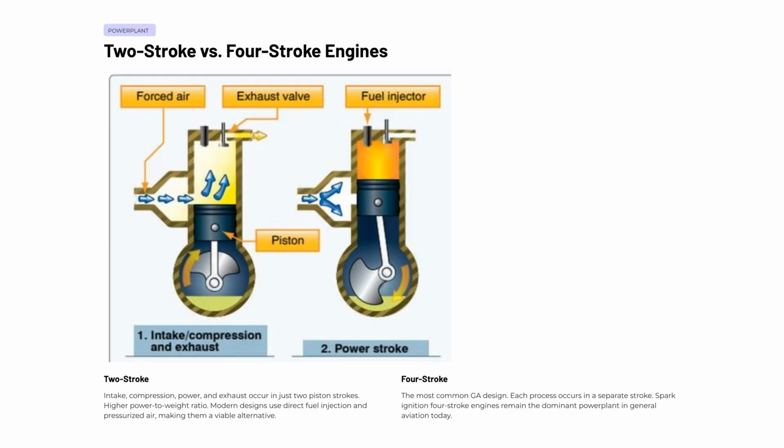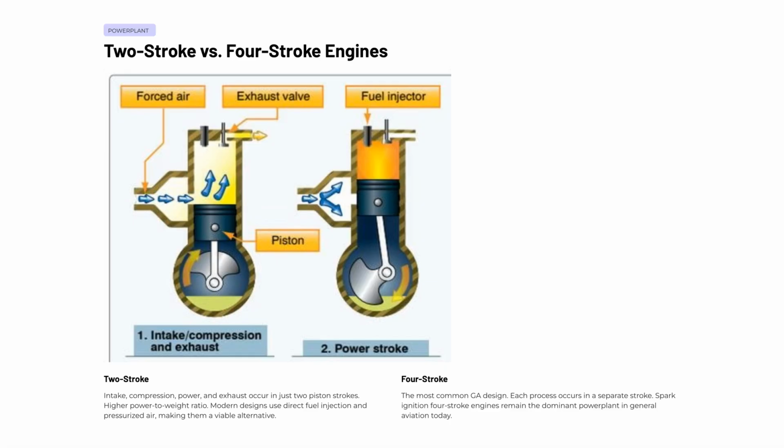When it comes to power plants used in general aviation, understanding the difference between 2-stroke and 4-stroke engines is fundamental. A 2-stroke engine completes all 4 processes: intake, compression, power, and exhaust, within just 2 piston strokes. This design produces a higher power-to-weight ratio, which can be advantageous in certain applications. While older 2-stroke designs had limitations, modern versions incorporating direct fuel injection and pressurized air have made them a much more viable option for aviation use.